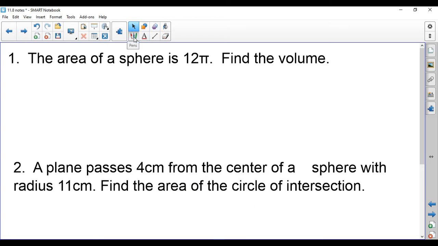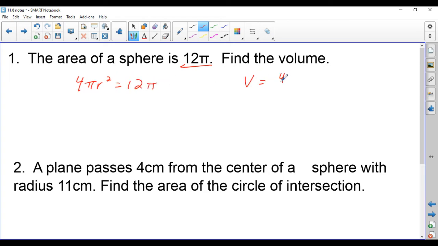So just to do some problems, here we're given the area of a sphere is 12 pi. We want to find the volume. Well, area is 4 pi r squared. We want to find the volume, which is 4/3 pi r cubed. So we need to find the radius.